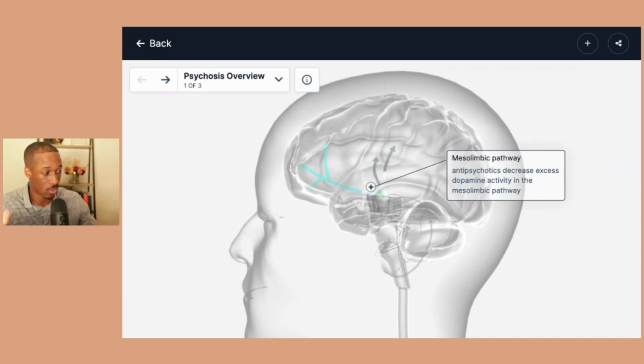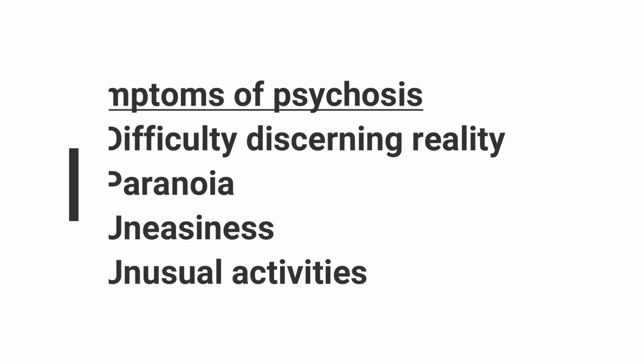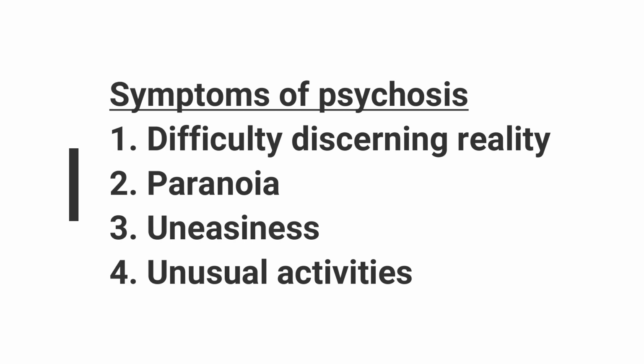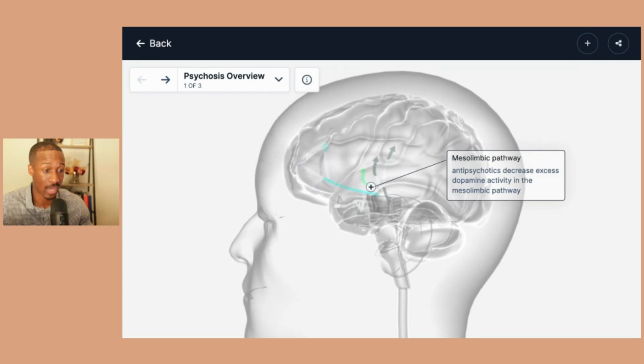Now, some behavioral signs of psychosis. How do you know that someone is having a psychotic episode or going through some level of psychosis? If they have difficulty discerning reality, that's usually a good sign. Also increased feelings of paranoia, uneasiness, or even unusual disinterest or intense engagement in certain activities, okay?